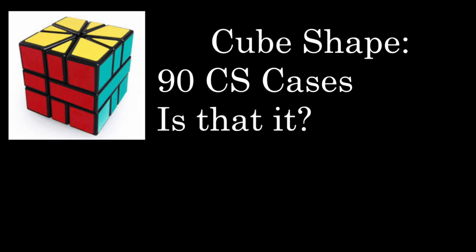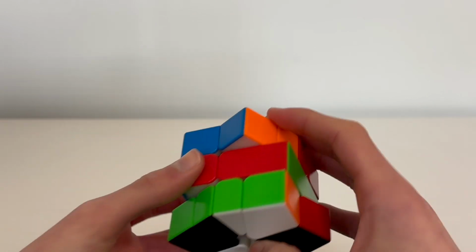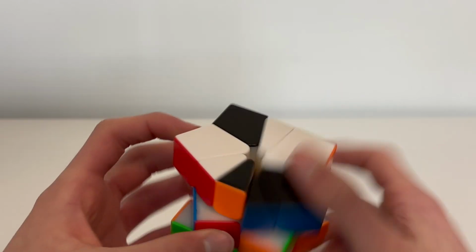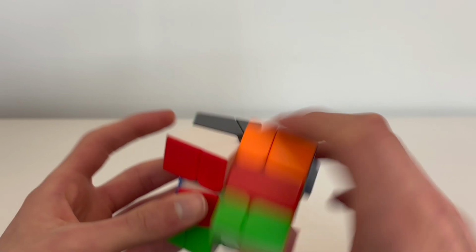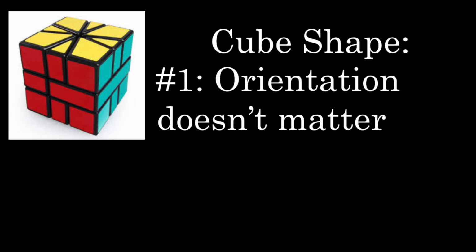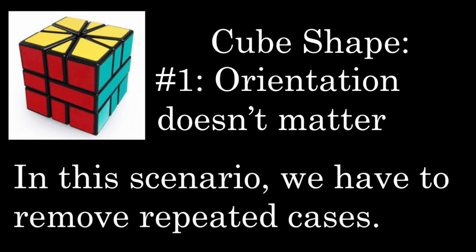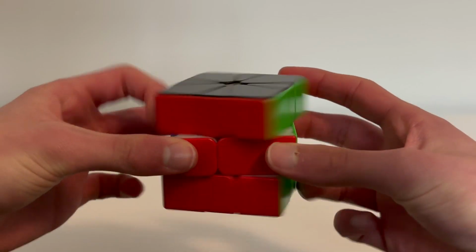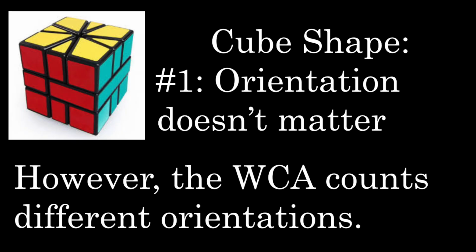Not exactly. These 90 cases also have different sliceable ways the top and bottom layer can be aligned. So there's two ways we can calculate this. The first scenario is if we don't care about the orientation of the U and D layers. We can still use the 90, but we also have to subtract out a bunch of the square cases, because these would be the same scramble. The WCA counts different orientations of these layers to be different scrambles, so this won't work. We will have to do this a different way.